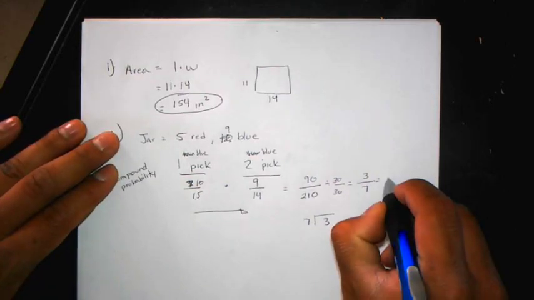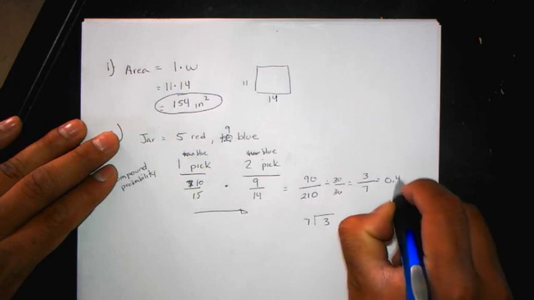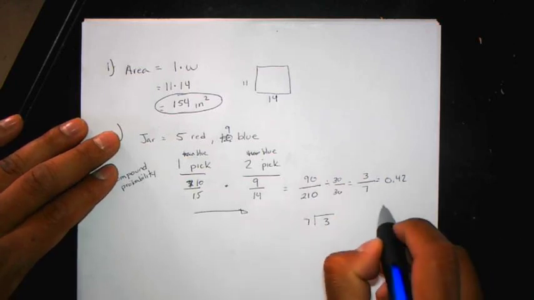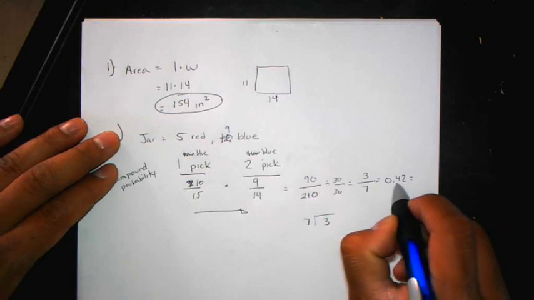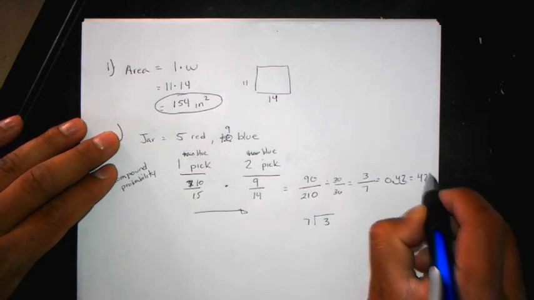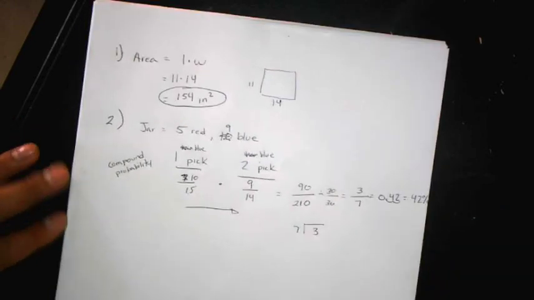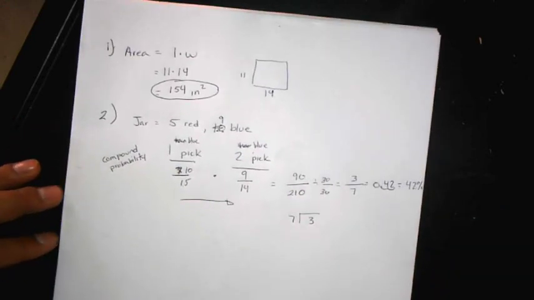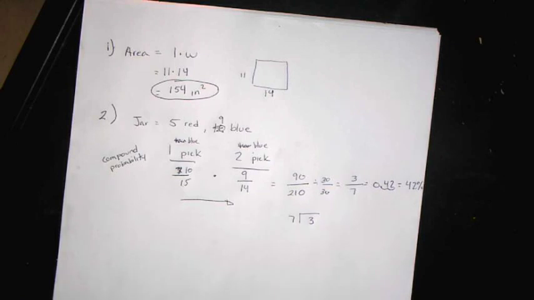And I went ahead and got 0.42. Okay, if I wanted to turn that into percent, I would go 1, 2, and my probability of getting that particular outcome is 42%. Okay, so that's how you solve for compound probability.